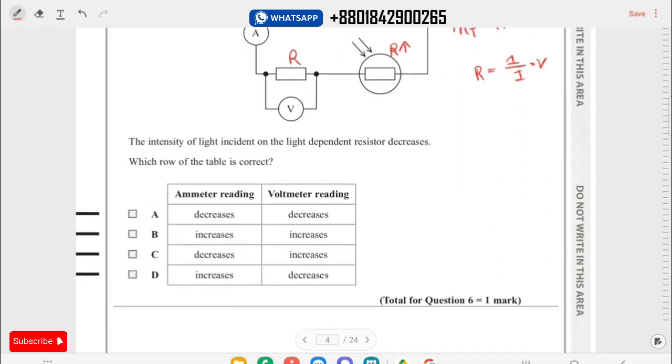So we can clearly understand that out of all these, only options A and C could be possible correct answers, because they refer to a decrease in current reading, right?